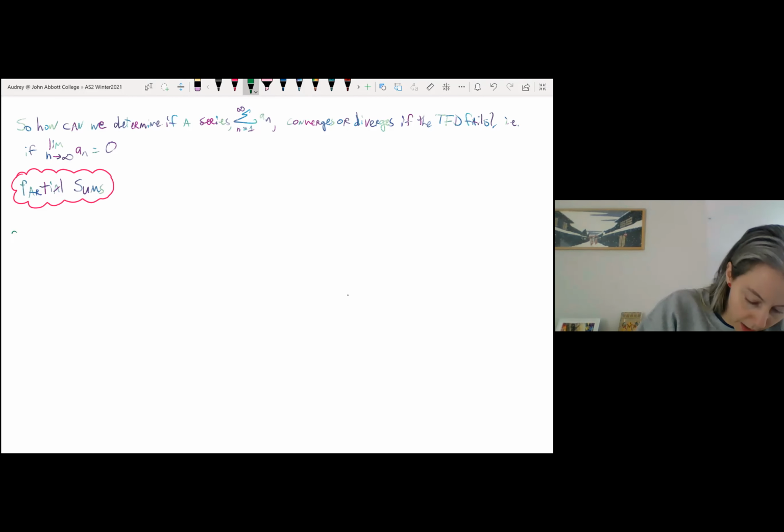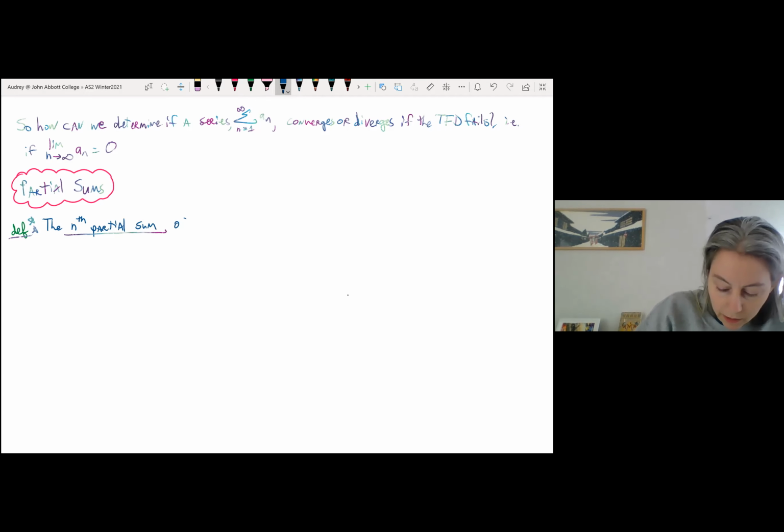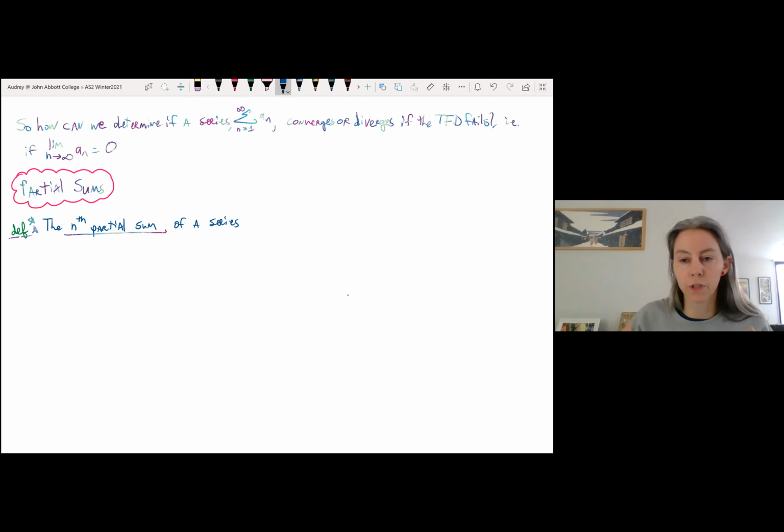Definition. We say that the nth partial sum of a series is just the sum of the first n terms.